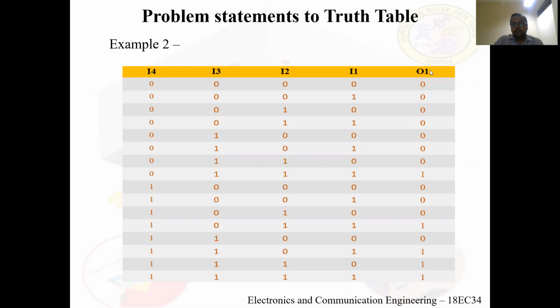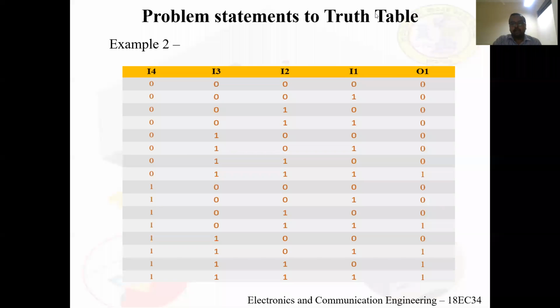4 inputs, and the output is equal to 1 when? And how will the output be? When will the output be high? When the majority of the inputs are high. Since there are 4 inputs, what is the majority here? 3 or more than 3, right? Then only the output is equal to high.